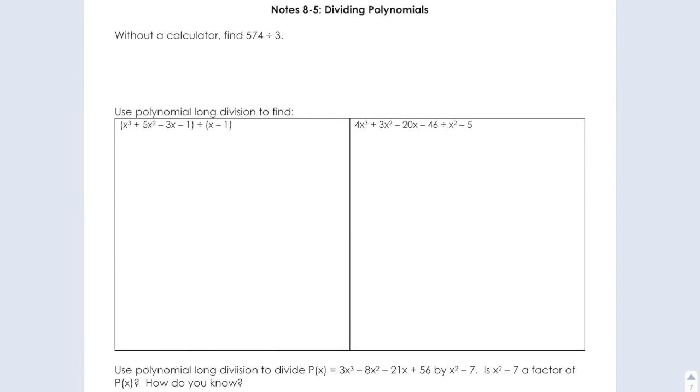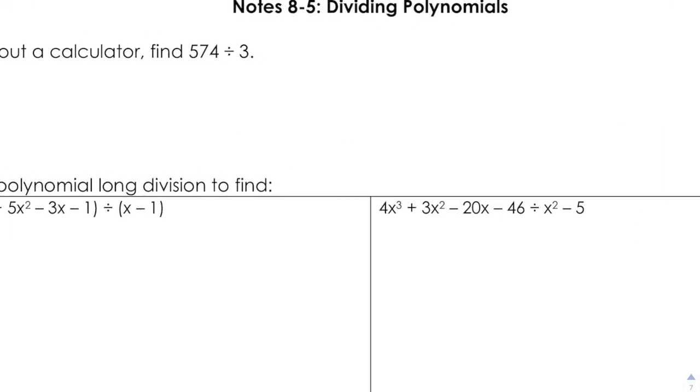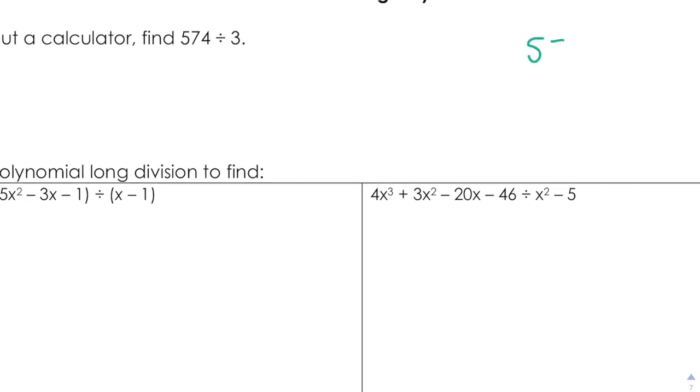So we've looked at adding, subtracting, multiplying polynomials, and all that stuff basically boils down to distributing, simplifying, combining like terms. Dividing polynomials is where it gets a little bit different, because dividing is just a little bit different in general in the math world. So if you have 574 divided by 3 without a calculator, it's not like I'm just doing 574 times 3 or plus 3 or minus 3.